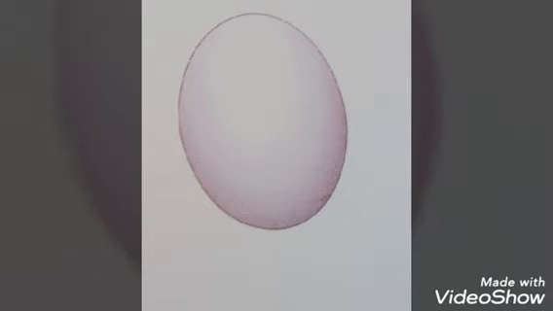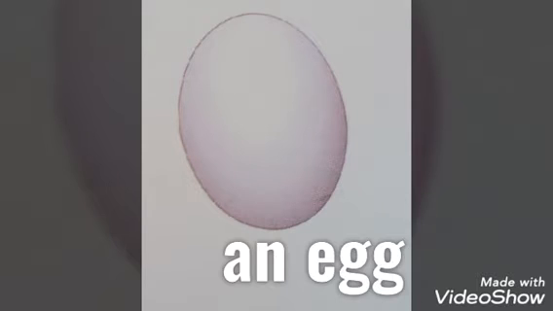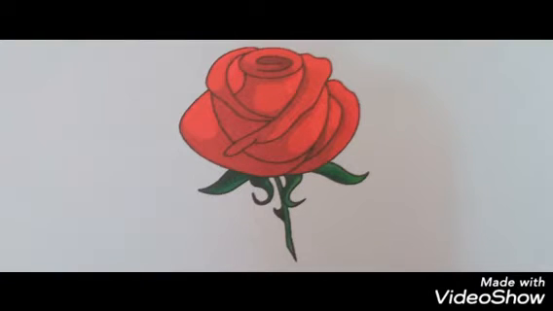What is this? Egg. E-double-G, egg. So what will come here, an or a? An egg. Why? Egg, E is a vowel sound, so we have to put an. An egg. Now is everyone clear? See the next example.